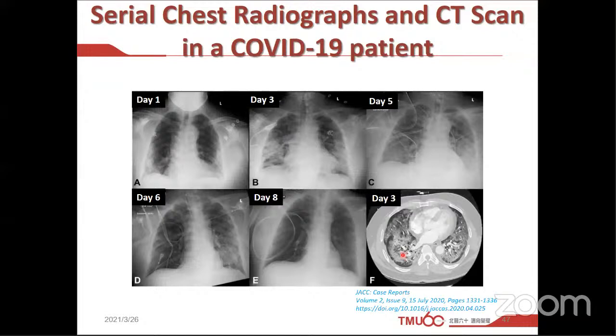This is the serial picture recording the recovery of the COVID-19 patient. Here's day 1, clear, and day 3, day 5 with the progression, a lot of white spots here. That tells you the pneumonia has developed, and after day 6 and 8 they recover. So I'm trying to say a chest radiograph is a good way to monitor the improvement of lung function or pneumonia.